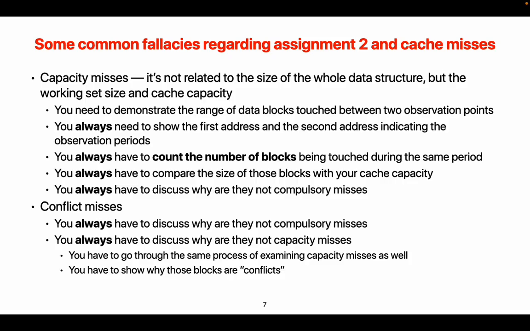And then you have to discuss capacity. And finally, if it's not either a compulsory miss or a capacity miss, then you can say this is a conflict miss. And even for conflict misses, you have to show, because of this table of addresses, they all map to the same associativity set, so it's a conflict. So hopefully that will help you to address all the assignment questions.